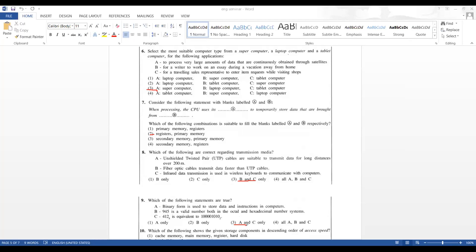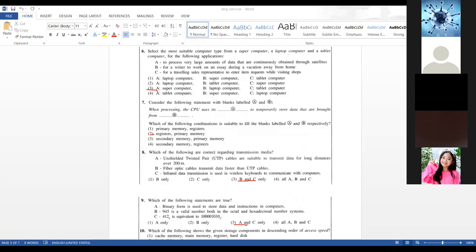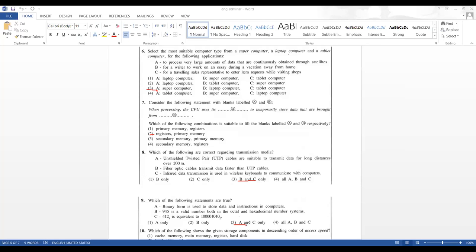Third answer should come. Now, most of you have put the fourth answer. Why is that? B is wrong. 945 is a valid number for both the octal and hexadecimal. You can't take 9. In octal you have 0 to 7 only. Because of that, you can't take statement B. Okay, we'll move to the next one.